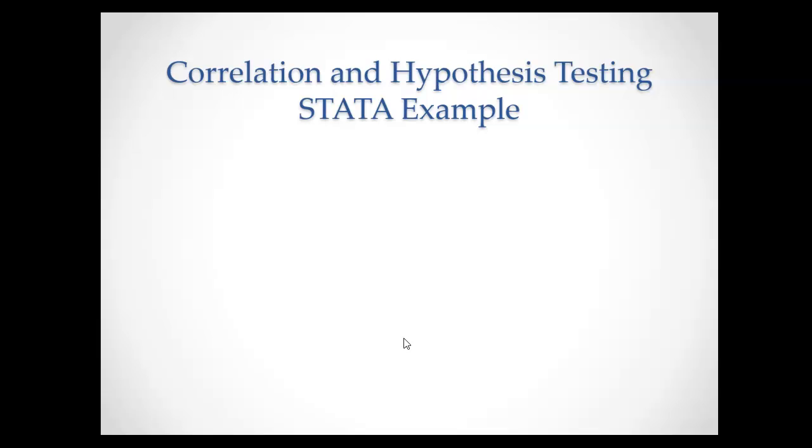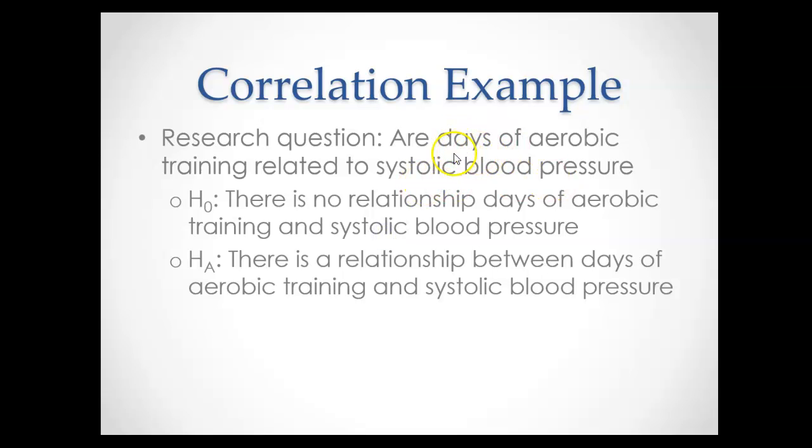So let's go into some Stata examples, and I put this data set up. For our research question, we'll say, are days of aerobic training related to systolic blood pressure? Our null hypothesis is there is no relationship between days of aerobic training and systolic blood pressure. And our alternative hypothesis would be that there is a relationship between days of aerobic training and systolic blood pressure.